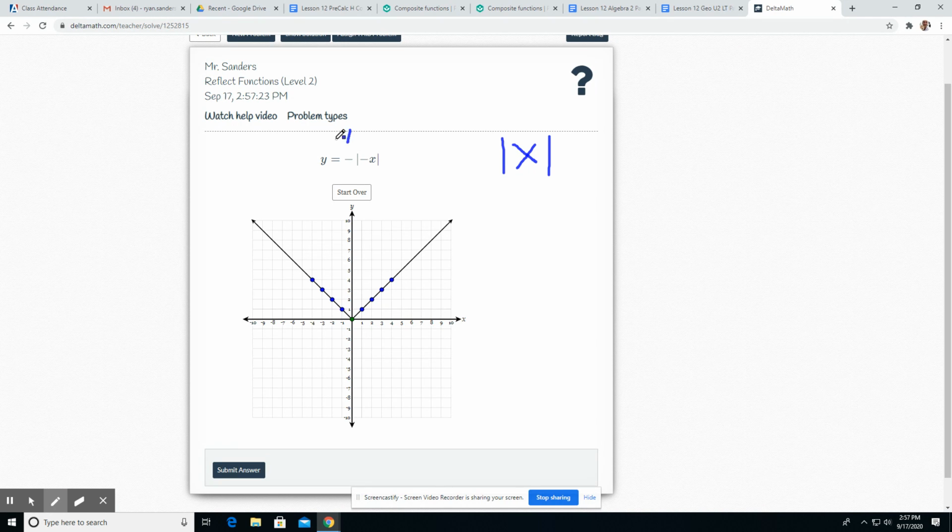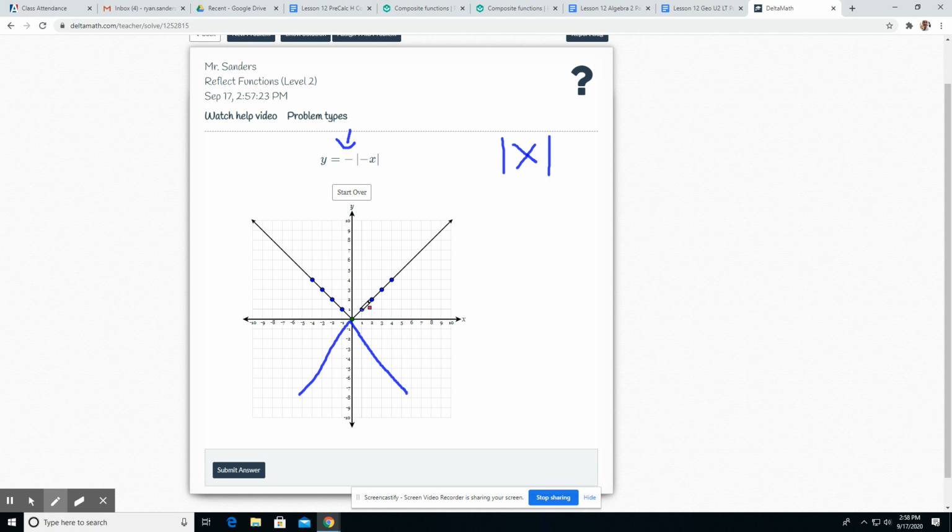The negative outside of here will flip it. So that's kind of like the a value. That flips it and makes it go down. So that's that negative. And then the negative inside of here, we just have to be careful what that does to the x. I think it'll probably just reflect it over the y-axis, but we just need to be sure about that. So we just do a test point.